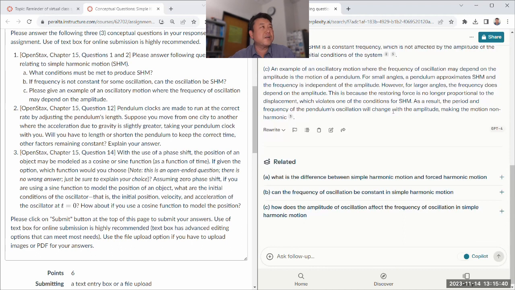So I think at large angles the frequency begins to go down because it's not quite moving fast enough to compensate for the larger amplitude. Good. Good answers.